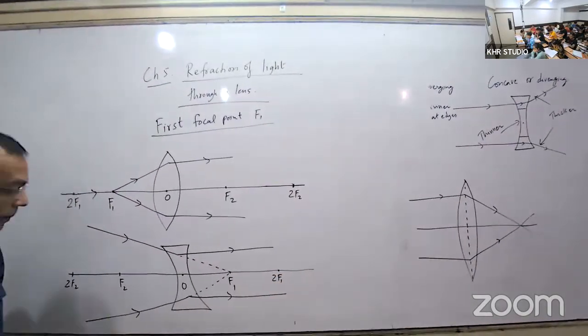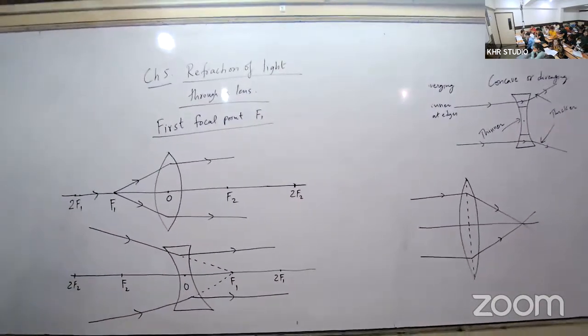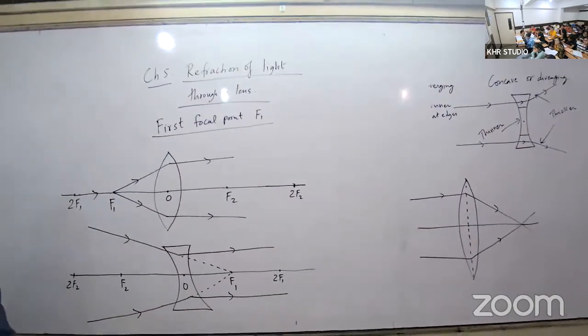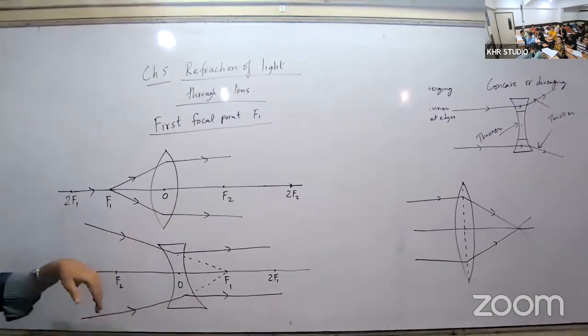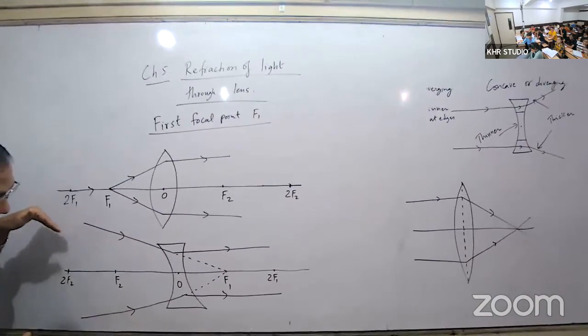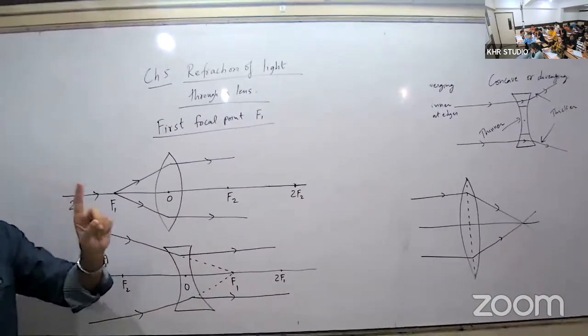Last warning. So this is F1, F2. Is this clear? That's how it is defined, because the refracted ray should be parallel, right? So when will you get a refracted ray parallel in the case of a diverging lens? Only when it is incident towards this focus. Then we define this as the first focus for concave.